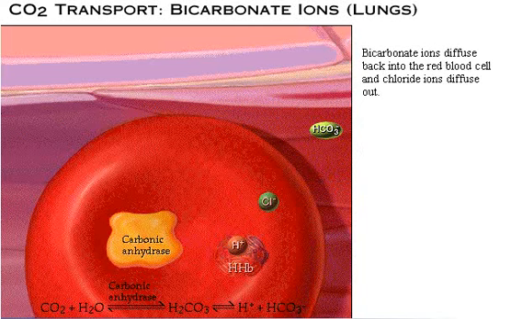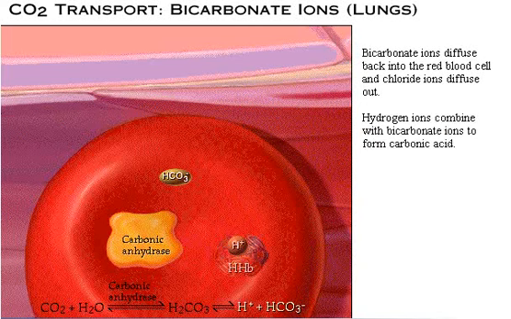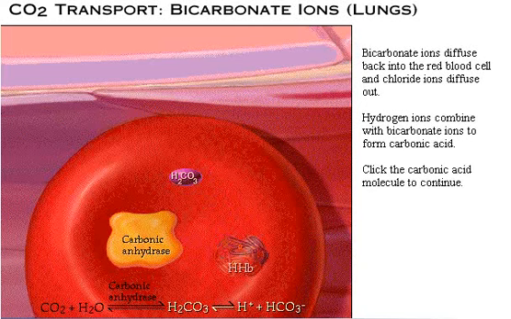In the lungs, the bicarbonate ions diffuse back into the red blood cell, and the chloride ions diffuse out of the red blood cell. Recall that this is called the chloride shift. The hydrogen ions are released from hemoglobin and combine with the bicarbonate ion to form carbonic acid. Click the carbonic acid molecule to continue.